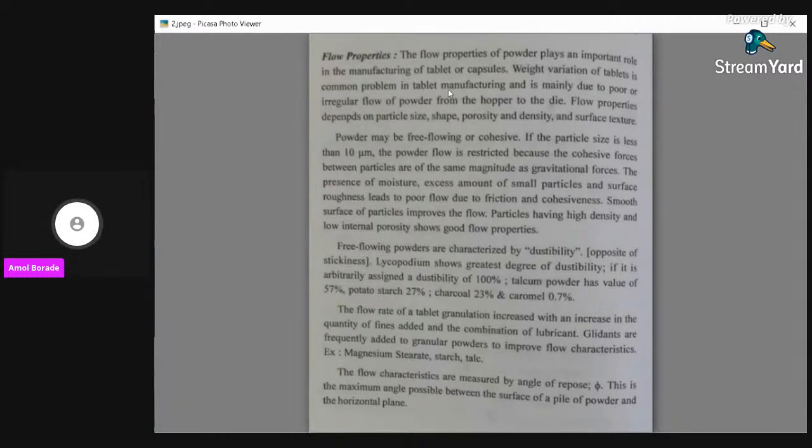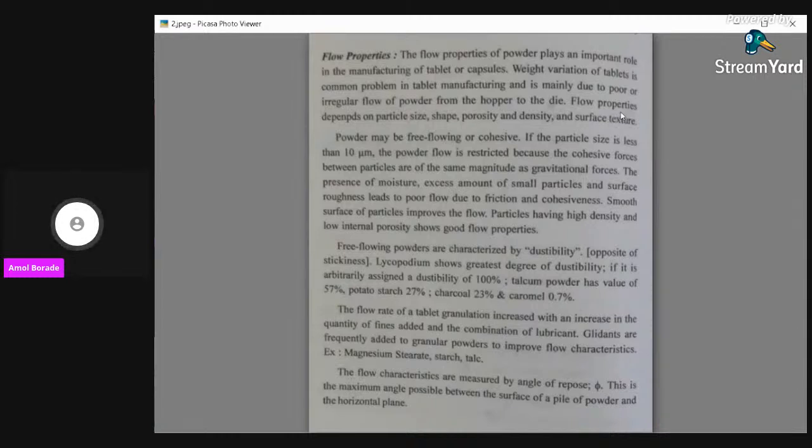This is a very common problem because the turret, a particular plate on which dies are placed, is continuously revolving. We cannot see the tablet manufacturing because the speed of the turret is so high, so the flow of powder should be proper, desirable and optimum to avoid this weight variation. Due to poor or irregular flow of powder from the hopper to the die, weight variation will occur.